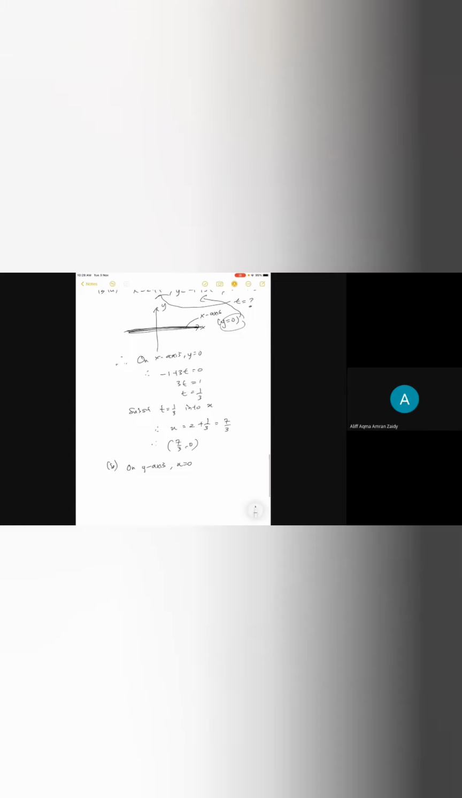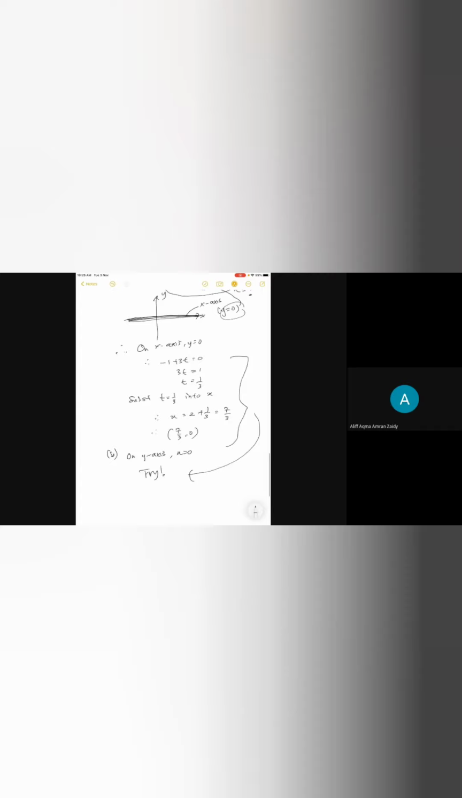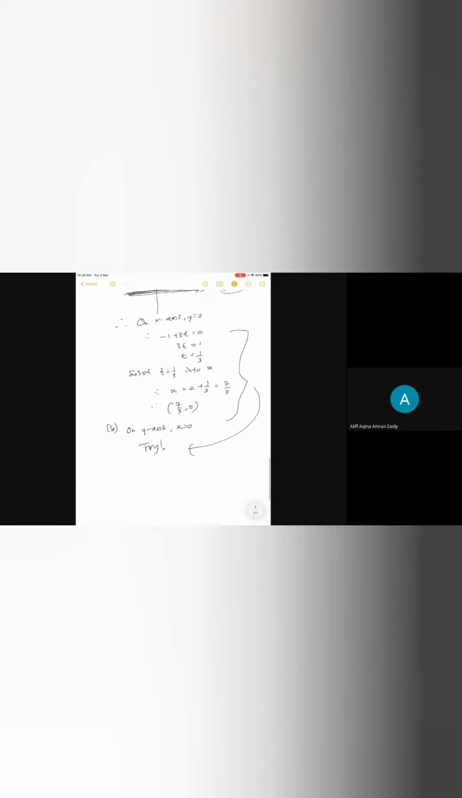Faham? Untuk yang B pula, y-axis. Kalau y-axis apa yang kosong? X kosong. X equals to 0. Then you follow this step back. Kat sini, dia dapatkan jawapan.